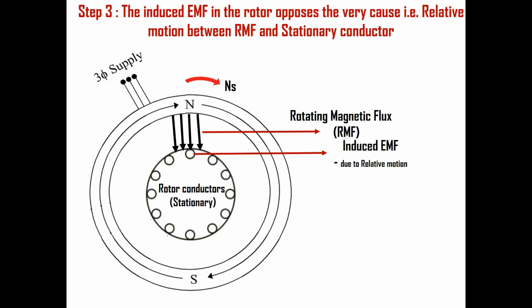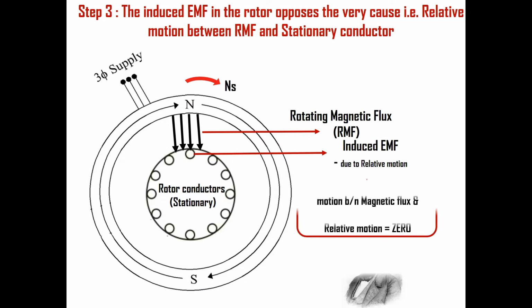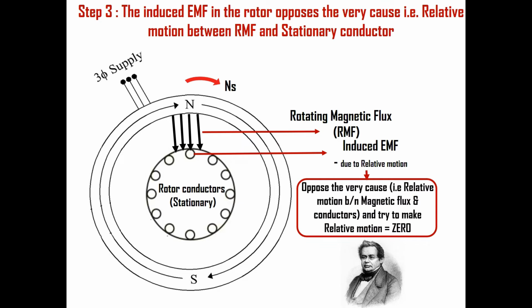In step 3, this induced EMF will try to oppose the very cause producing it. This is known as Lenz's law. Here the very cause of induced EMF is the relative motion between the magnetic flux and conductor, and so it will try to oppose that and make it 0. It's easier to understand this like son will oppose the father.